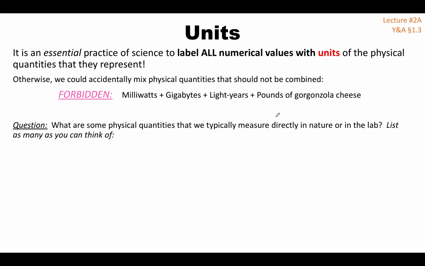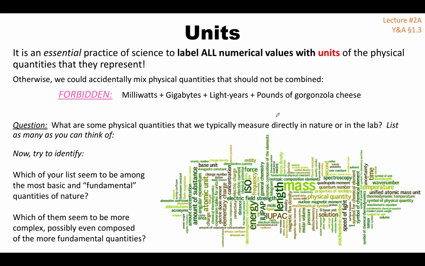All right, now look over the list of physical quantities that you've made and try to identify for yourself, do some of them look like they're more basic and fundamental than others? And do other ones on that list feel like they are composed of more fundamental and basic units? So in other words, do they seem like they're compound, right? Or derived from those more basic quantities?